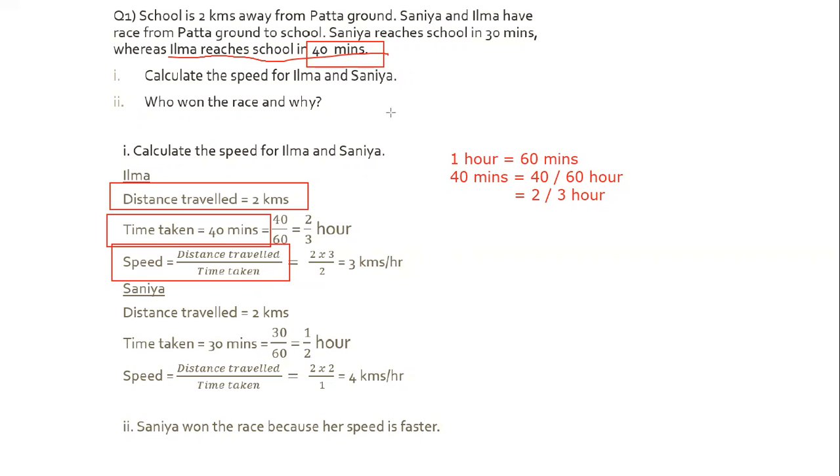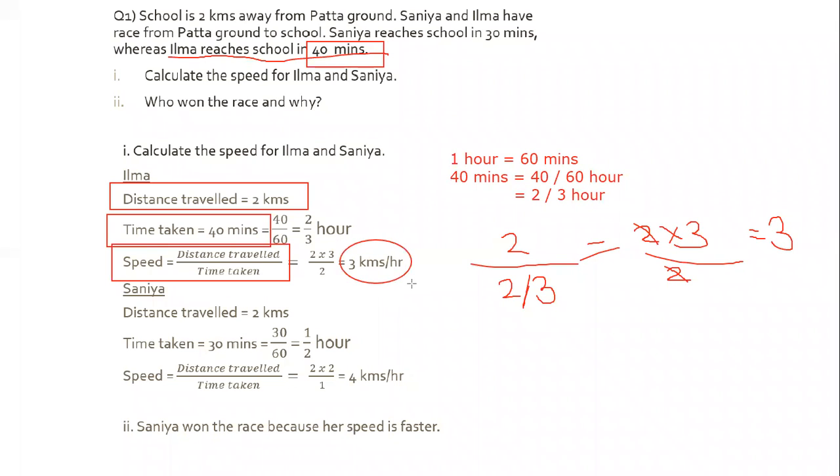So this will be something like this. Distance is 2, divided by 2 by 3. This will be equal to 2 into 3 divided by 2. 2 and 2 will get cancelled. That is why this will become 3. So what will be Ilma's speed? Ilma's speed is 3 kilometers per hour.